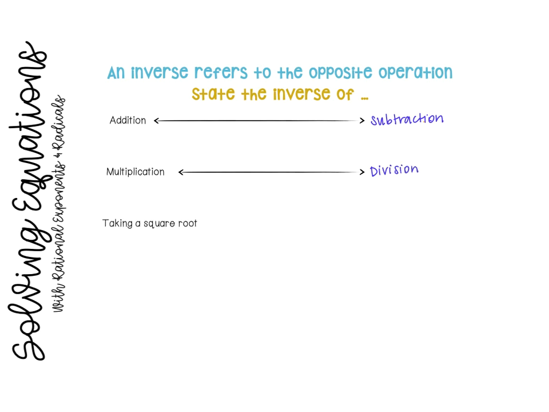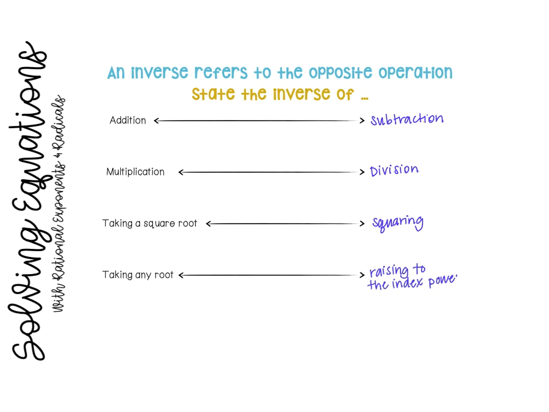Now if we take a square root, the opposite of taking a square root is squaring something. The inverse of taking any root, not just a square root, but any root, is raising what you've got to whatever that index's power is. So for instance, if you have a square root, that's why we're going to square something. If we have a cube root, then we're going to cube it. We're going to raise it to the third power. If it's a fourth root, then we're going to raise it to the fourth power, and on and on and on.